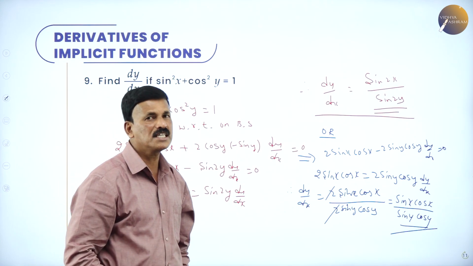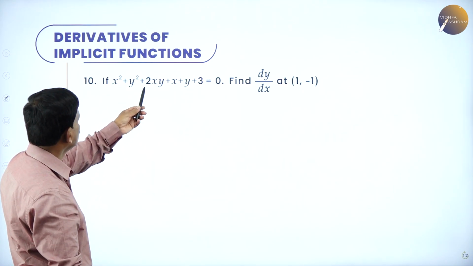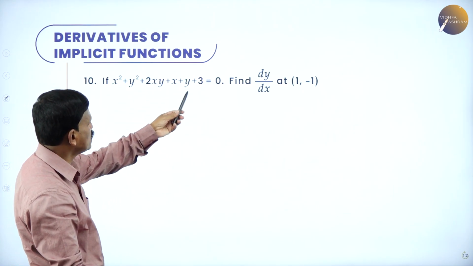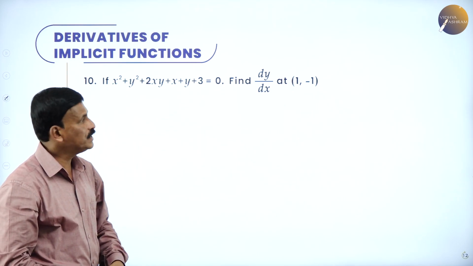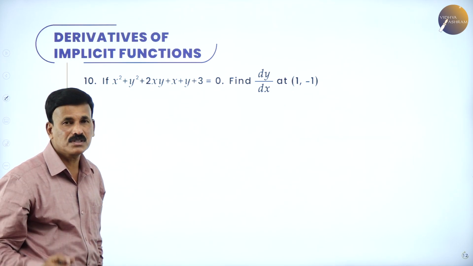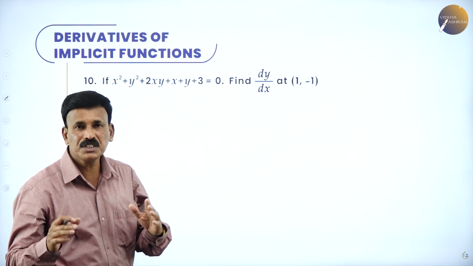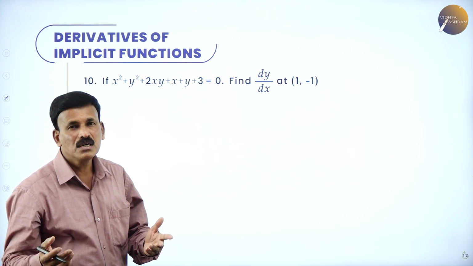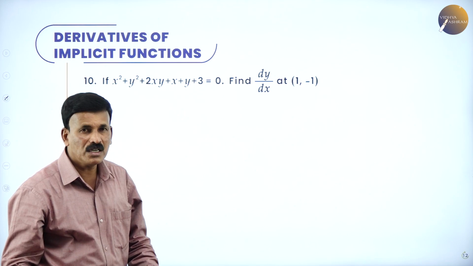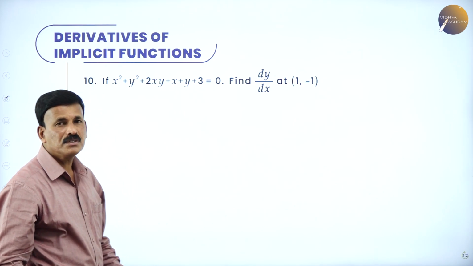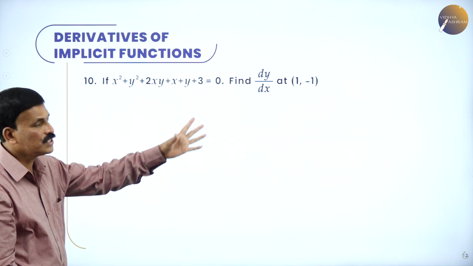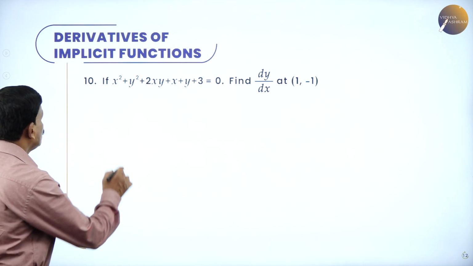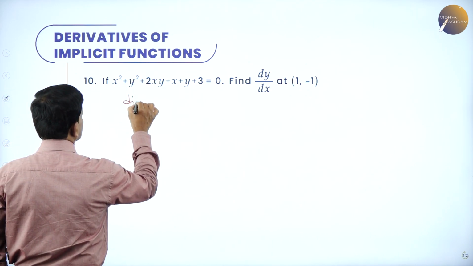Now let us come to the next problem. x square plus y square plus 2xy plus x plus y plus 3 is equal to 0. Find dy by dx at 1 comma minus 1. As usual, differentiate with respect to x on both sides, then get the value of dy by dx. At the end, put x is equal to 1 and y is equal to minus 1. That's it. Now differentiating with respect to x.